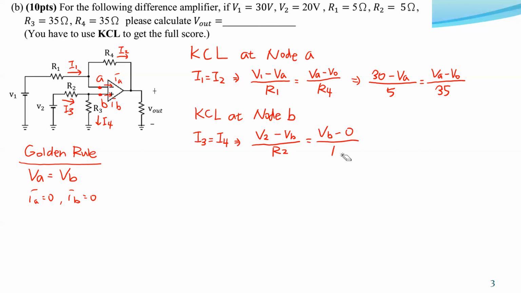And then we put values into this equation. It will become V2, which is 20, minus VB, divided by R2. The value of R2 is 5, equals VB minus 0 divided by R3. So R3 is 35.